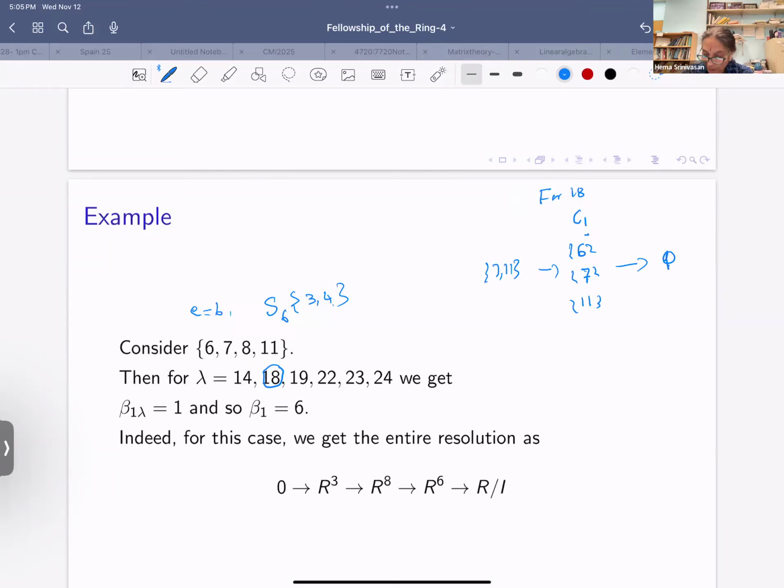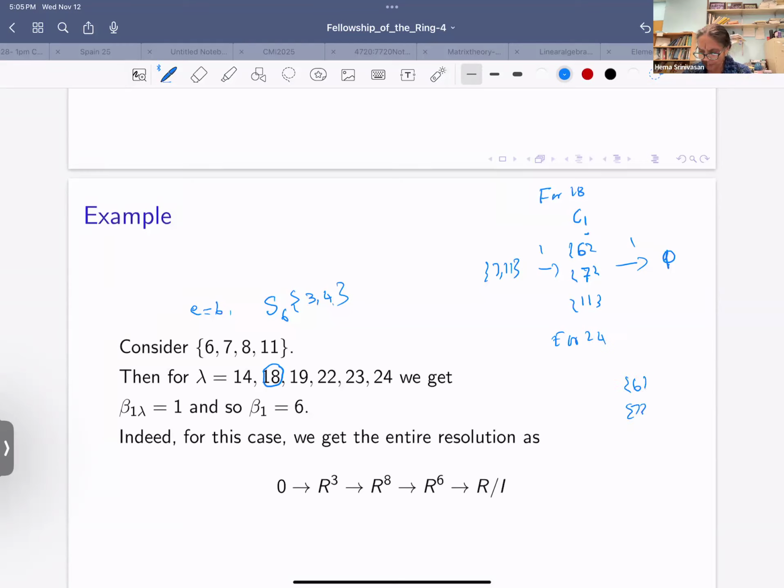So what am I going to have here? So this is rank 1 and 1. So I'm going to have homology 1 in this part. And that contributes 1. And 24 will also contribute 1. Let's just do 24 just to check what we are talking about. There I'm going to have 6, 7, 8, and 11. All of them will be there.